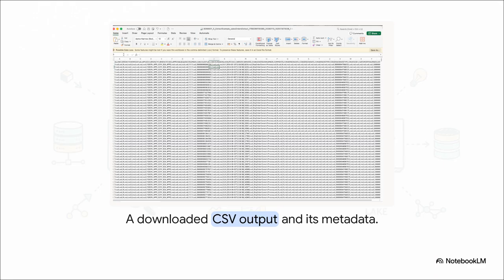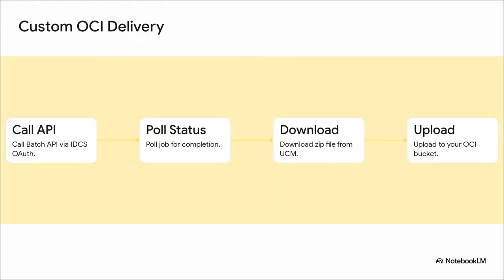But notice where it lands. It is securely delivered into Fusion's built-in Universal Content Management System, or UCM. Now, here's the biggest architectural shift from BICC. The new tool does not natively push data directly to OCI object storage for you.